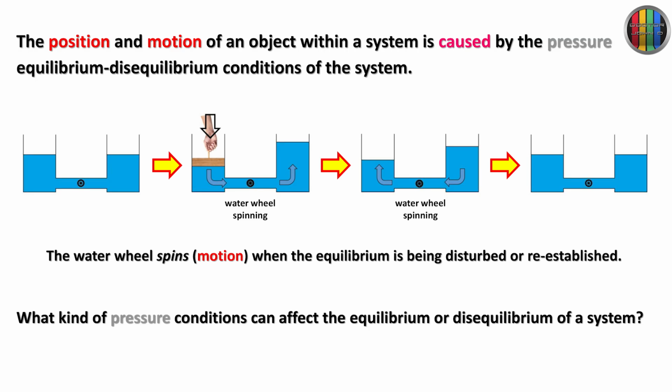The position and motion of an object within a system is caused by the pressure, equilibrium, disequilibrium conditions of the system. The water wheel spins, motion, when the equilibrium is being disturbed or re-established. What kind of pressure conditions can affect the equilibrium or disequilibrium of a system?